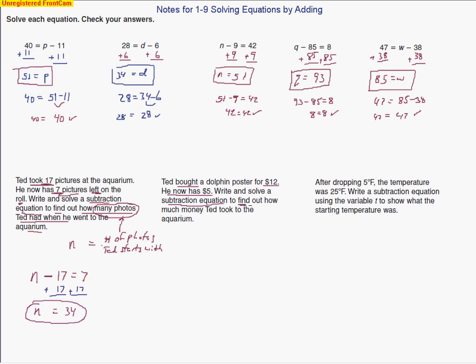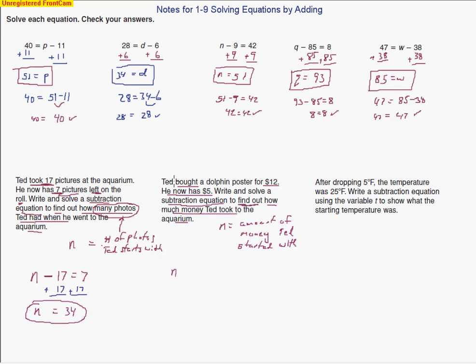Okay, so here's where our unknown is: how much money Ted took to the aquarium. So let's use n to equal the amount of money Ted started with. So that's our unknown. We don't know what that amount is. And so we're going to start with that. That's our starting point.